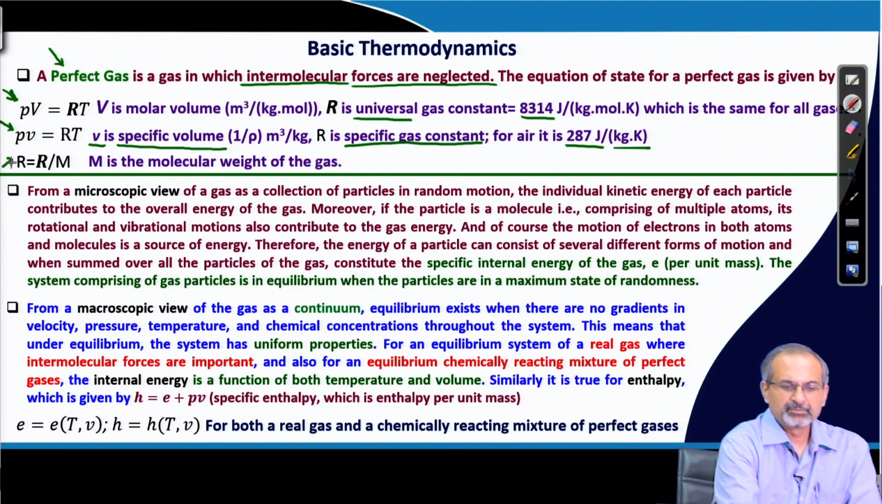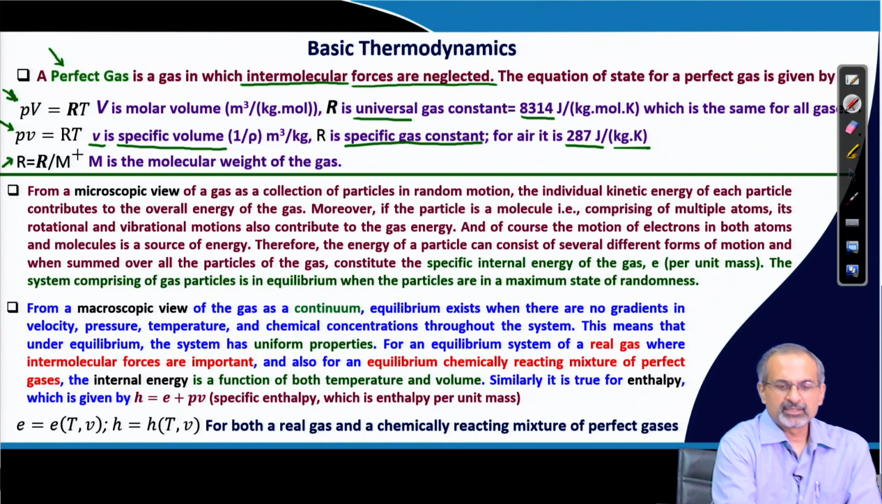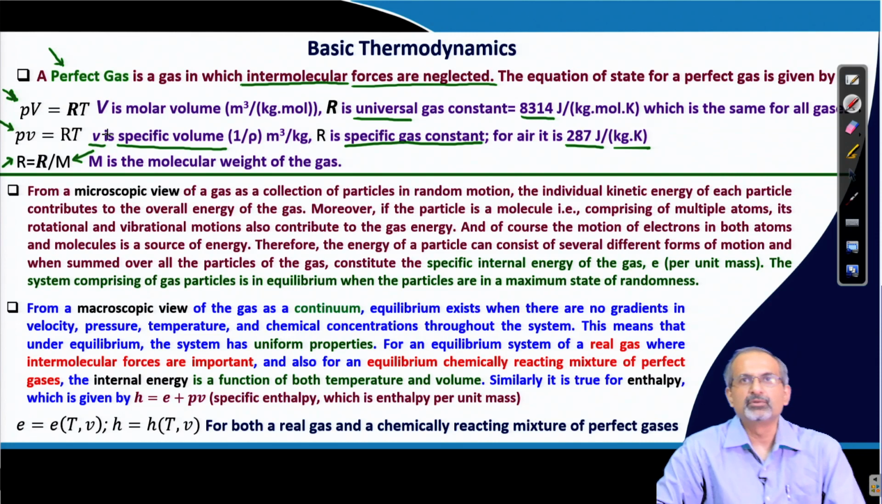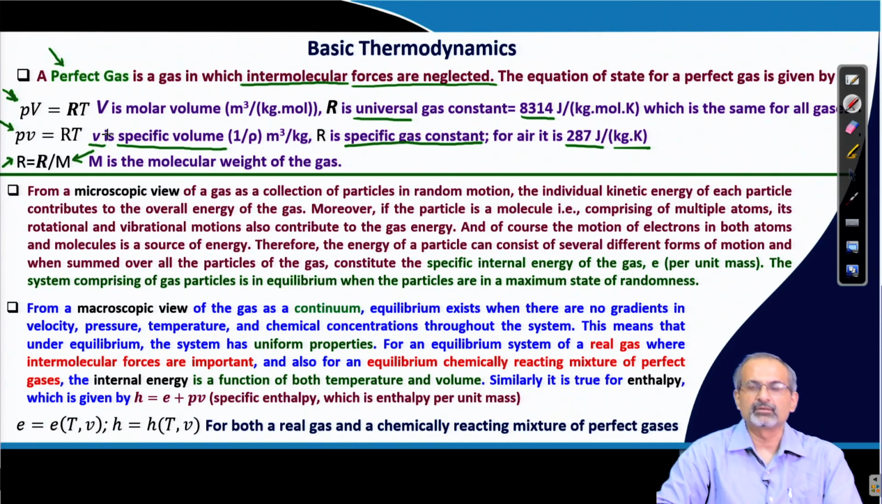What is the connection between the bold R and the unbold R? The connection comes through the molecular weight of the gas. So, when you divide the universal gas constant by the molecular weight of the gas which you are handling, then you get the specific gas constant for that particular gas.